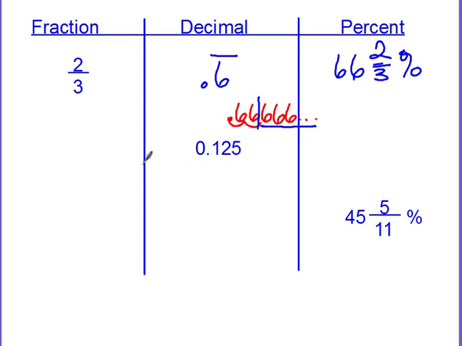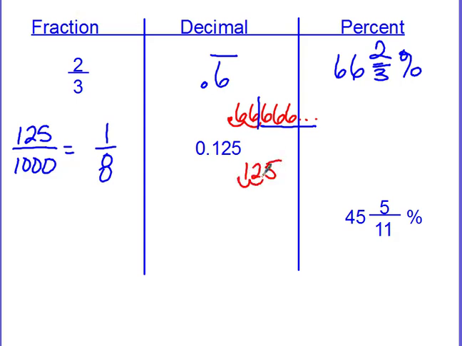0.125, well, if we change that into a fraction, I just say it correctly, and we end up with 125 over 1,000. And this is another one of those that is on our memorization list, so we know that 0.125 will give us 1/8. And then to change this one into a percentage, okay, 0.125, we move our decimal 2 places to the right. We end up with 12.5%.